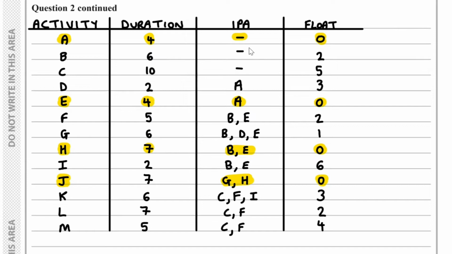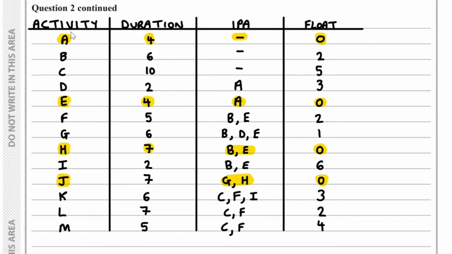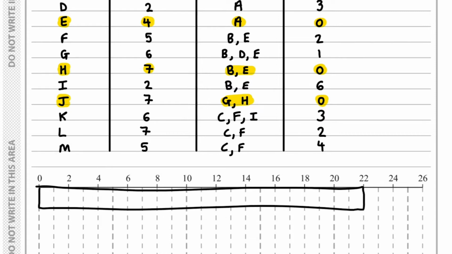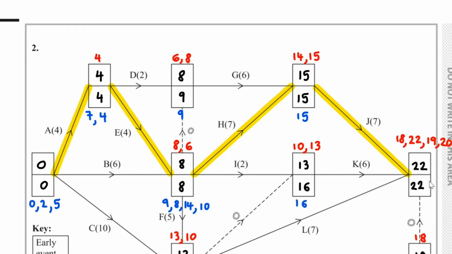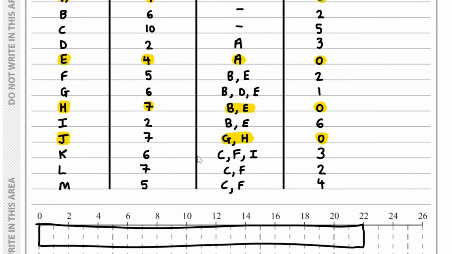Now, this table can be used to help form a Gantt chart. Start off with the critical activities. We can do this in rough first. What you have to remember in this problem is our minimum completion time is 22 and we require 4 workers.